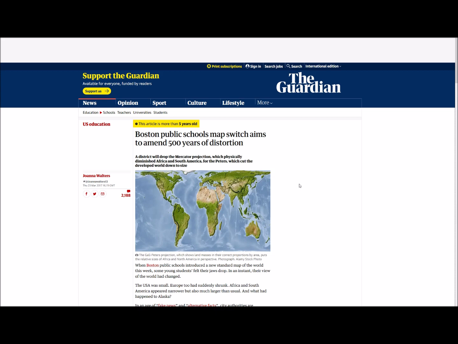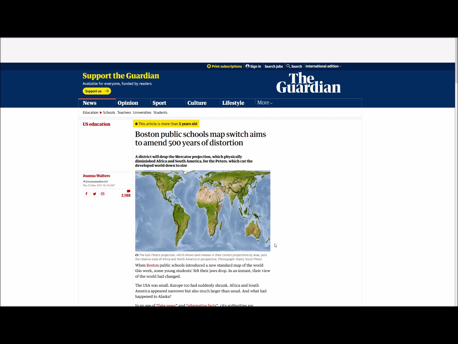Now, I do enjoy Guardian reporting. It was reported in a lot of different journals, and this was just the one that came up quickly when I did a Google search, so I'm not critiquing The Guardian too much here. I was kind of amused by their headline, "Boston Public Schools map switch aims to amend 500 years of distortion." Distortion being the word which amused me here, because as we saw in that previous video, the Gall-Peters map, although equal area, is extremely distorted.